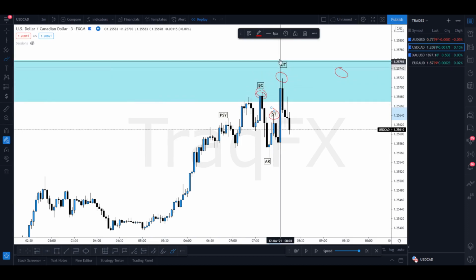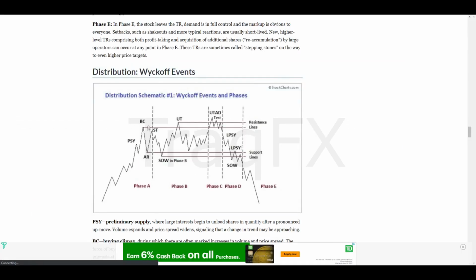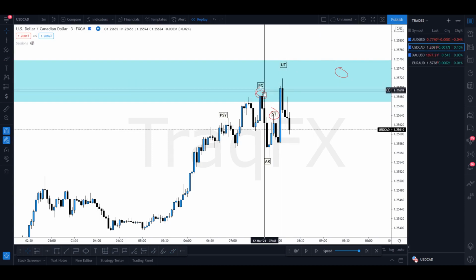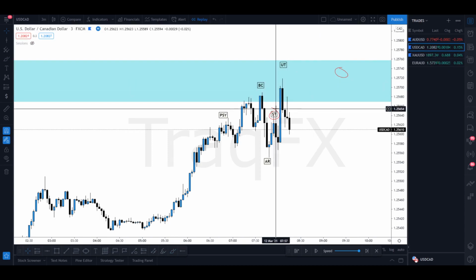So the UT broke above the BC and the ST, right? Like it did over here, we have the BC and then we have the ST, and then the market broke above it with the UT. So the UT has to close above the secondary test and the buyer's climax. If it does not do that, it's not a UT. So in this case, we broke above the secondary test and the buyer's climax.